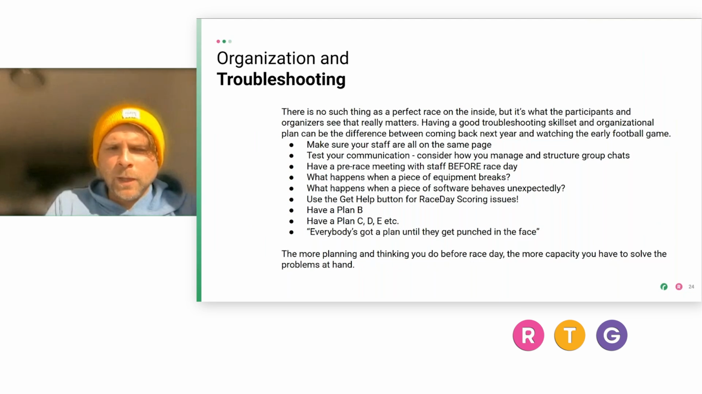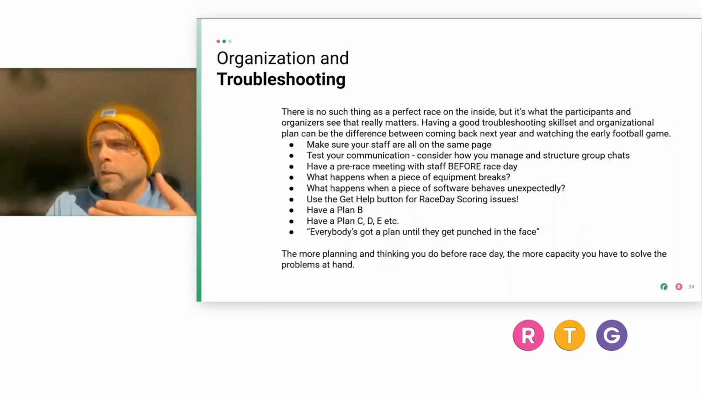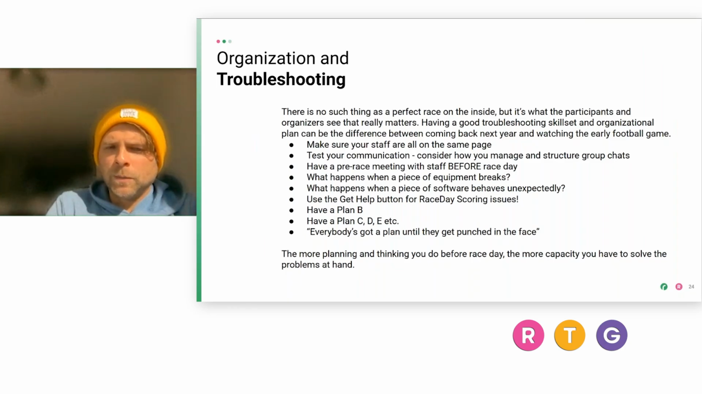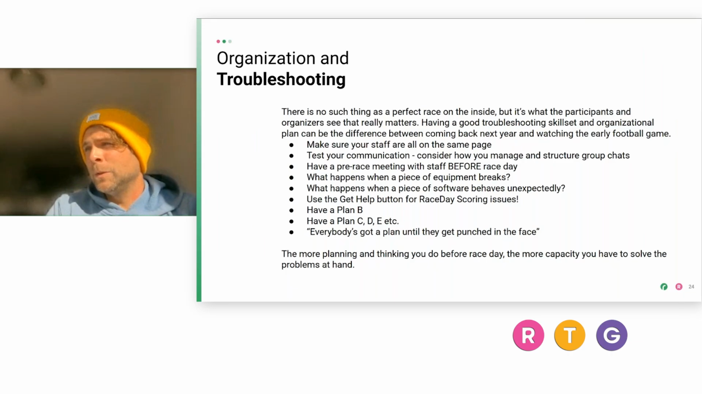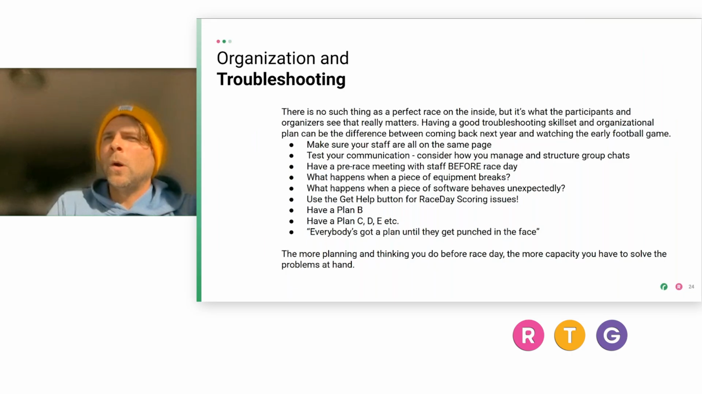Make sure that people have a clear process and procedure for what to do when a piece of equipment breaks. What happens if the software isn't working properly? Do you understand what your troubleshooting order of operations should be? Some of these you're not going to be able to fully plan for, but you should just know in the back of your mind what to do here. Don't forget about the Get Help button in race day scoring if you do have scoring issues, by the way.